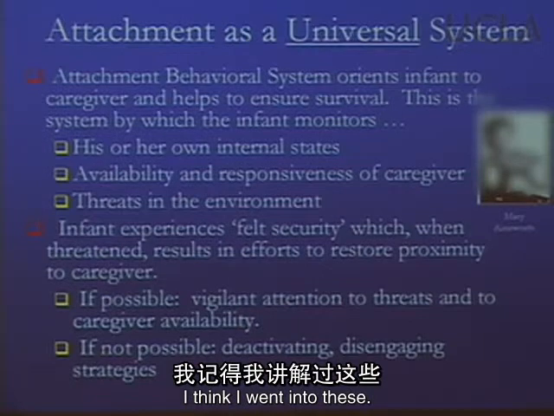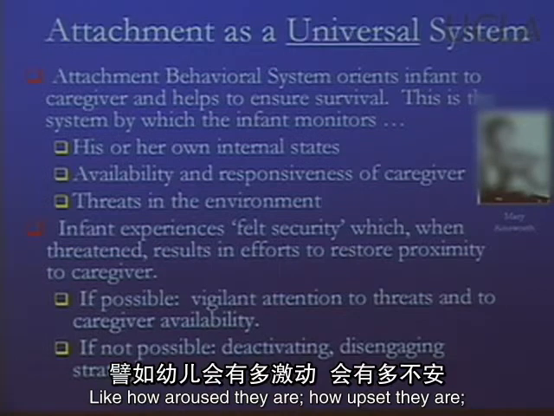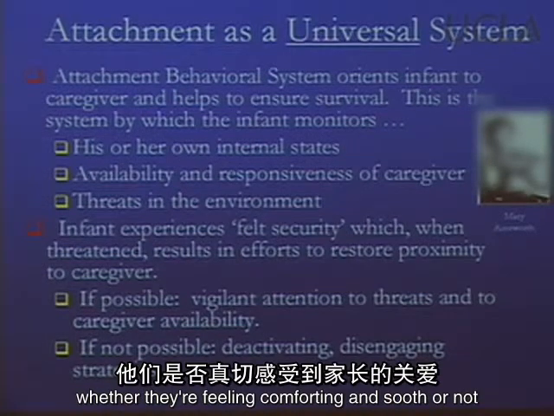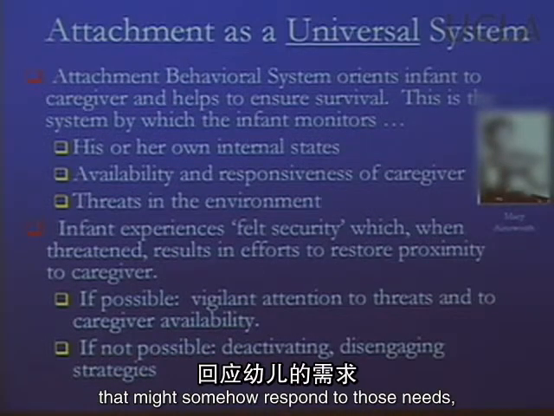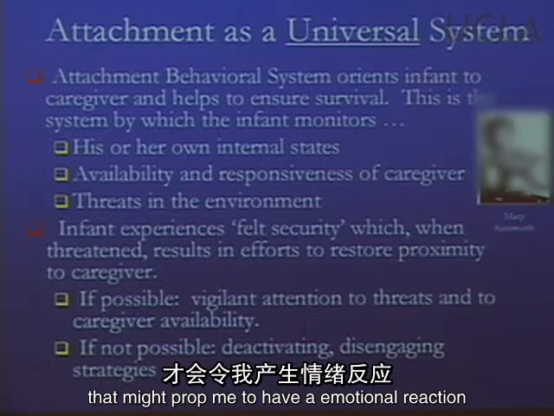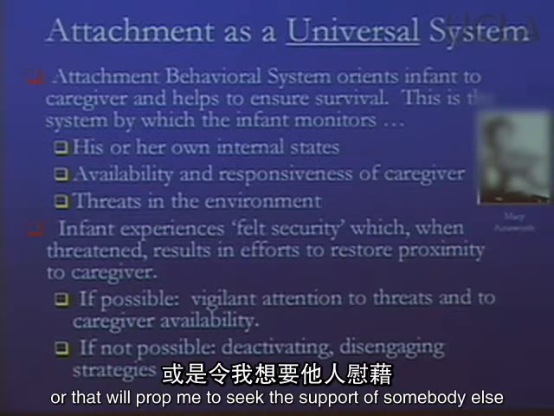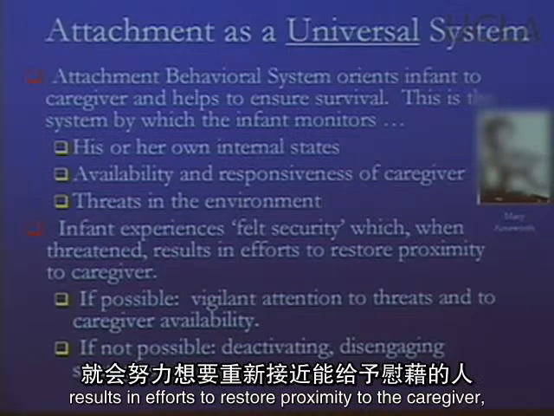I think I went through these. What's going on inside of them emotionally, like how aroused they are, how upset they are, whether they're feeling comforted and soothed or not. Whether there's another person in the environment that might somehow respond to those needs. And third, what's going on in the environment itself that might prompt me to have an emotional reaction or that will prompt me to seek the support of somebody else. Okay? So the infant experiences what we call felt security, which, when it is threatened, results in efforts to restore proximity to the caregiver. No surprise, right?